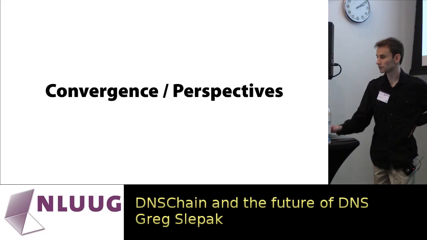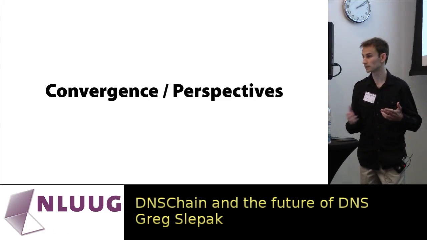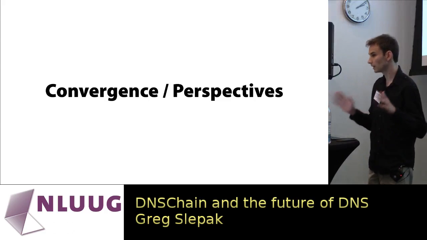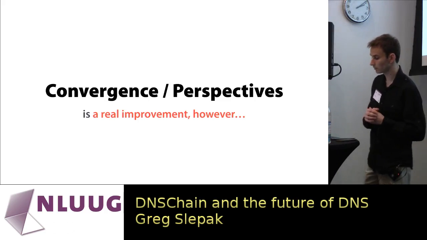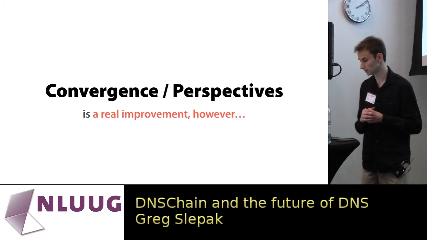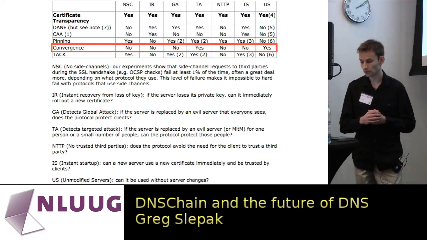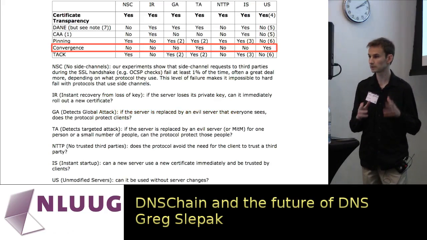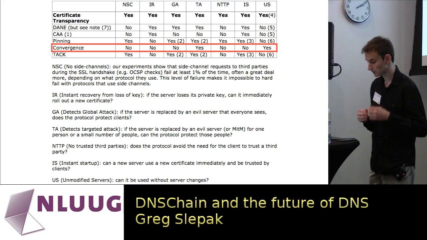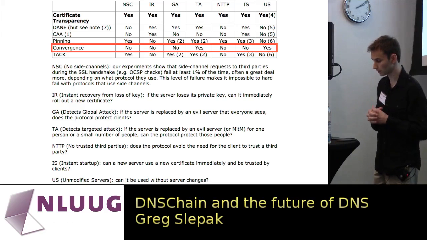Okay, moving on to convergence and perspectives. Moxie Marlinspike is responsible. His answer was convergence. Convergence is now seemingly a defunct project, but it was legitimately an improvement. Perspectives is another very similar project. So this table is taken from the Certificate Transparency website, which compared various different approaches and lists some of the problems with a few different approaches.